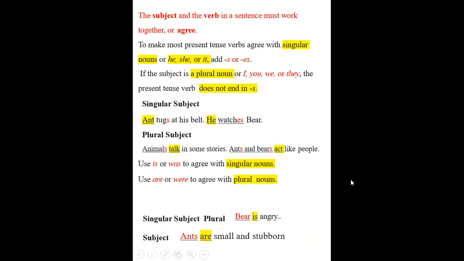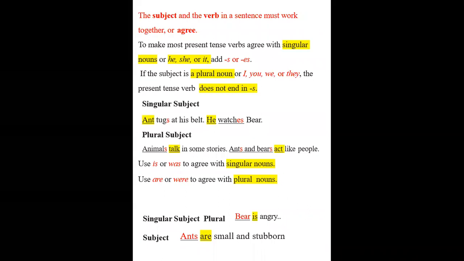The subject and the verb in a sentence must work together, or agree. This is especially true in the present tense, the present of to be, and the past of to be.